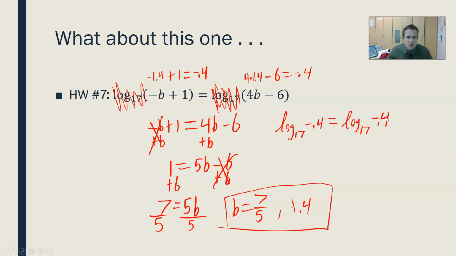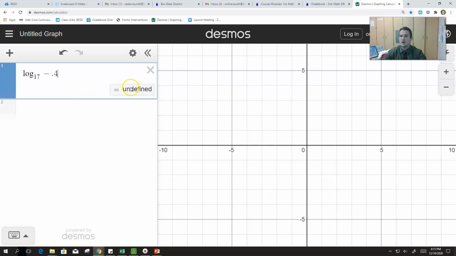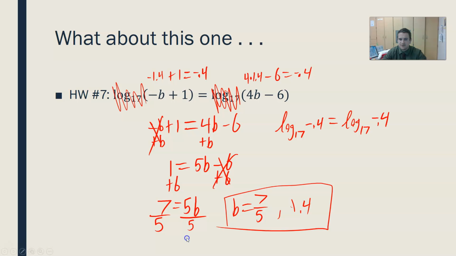But I'm going to go ahead and double check this in my calculator. I've pulled up Desmos so you can see me typing it. I have log base 17, I'm going to type in negative 0.4, and look what answer I get. I get that it's undefined. Well, let me try something else. What if I did log base 17 of positive 0.4? Well, that gives me an answer. Why is this undefined? Why, when I take the log of this negative number, is that undefined?